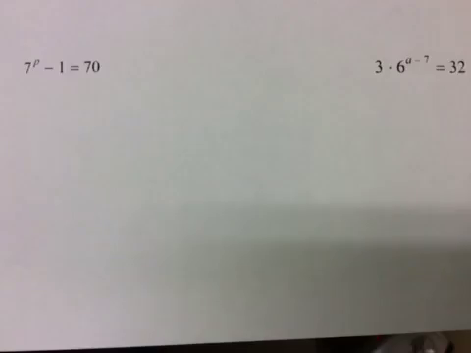Okay, same idea, pause it, try this one out, then play it. So I'm going to add 1 to both sides to get my 7 alone. So 7 to the power of p equals 71. This one I'm going to do by turning it into a log. So log base 7 of 71 equals p. Then I'm going to use my change of base. So log 71 over the log of 7 equals p.